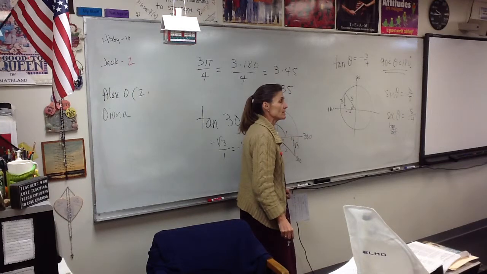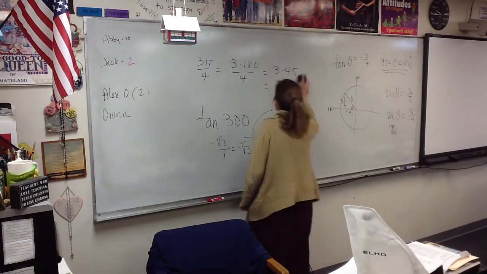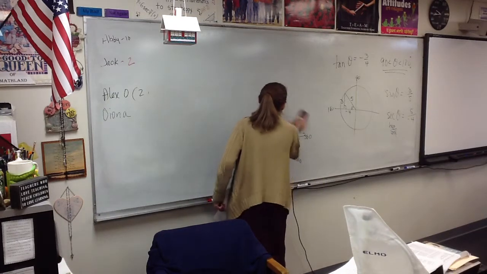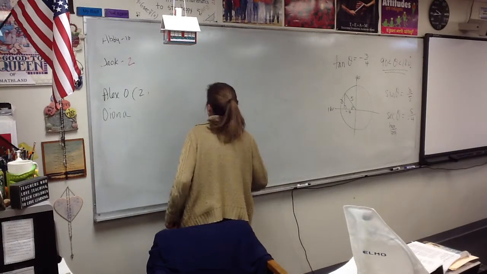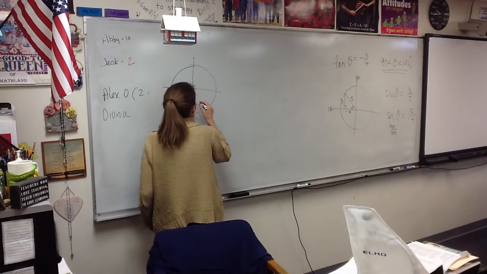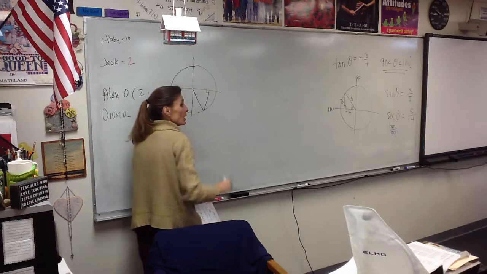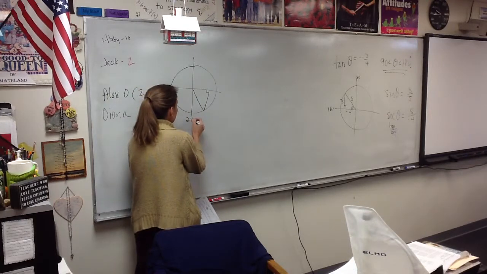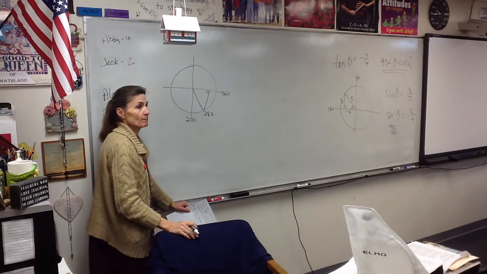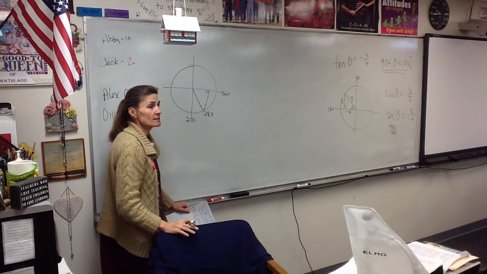Cosine 283. You cannot answer this question without drawing. 283. Which quadrant would 283 be in? The fourth quadrant. Now, for those of you that are wondering, this is 270 and this is 360. Isn't 283 somewhere in between? Yes. Now, you don't need to know any numbers. All you need to know is positives and negatives.